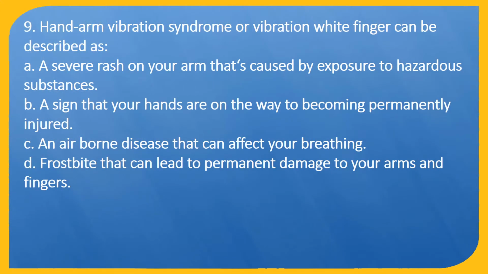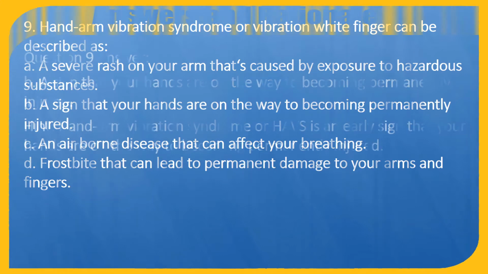Question 9. Hand-arm vibration syndrome or vibration white finger can be described as A. A severe rash on your arm that's caused by exposure to hazardous substances. B. A sign that your hands are on the way to becoming permanently injured. C. An airborne disease that can affect your breathing. D. Frostbite that can lead to permanent damage to your arms and fingers.